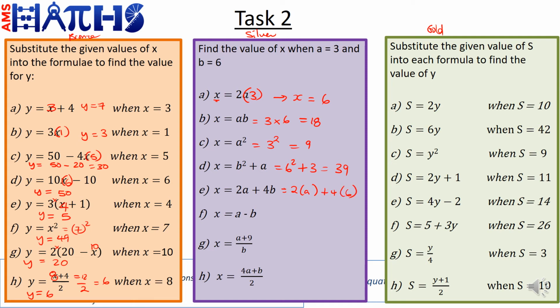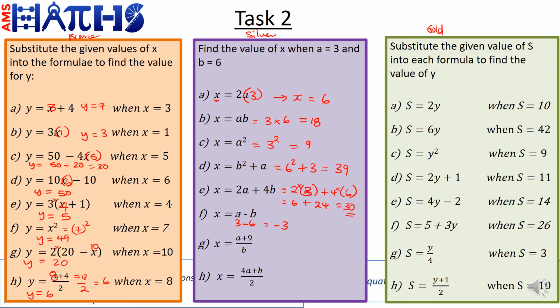And we know when we have our brackets, we need to multiply. So we would end up with 36 plus 4 times 6 is 24. So we get a total of x is equal to 30. Okay, for f, we're going to replace a with 3 and b with 6, and so we would end up with minus 3, so x is minus 3.